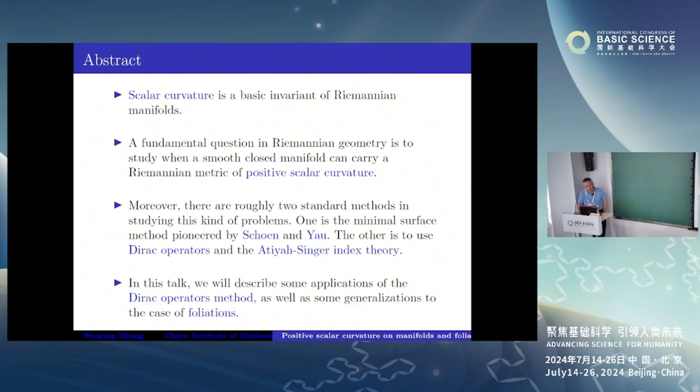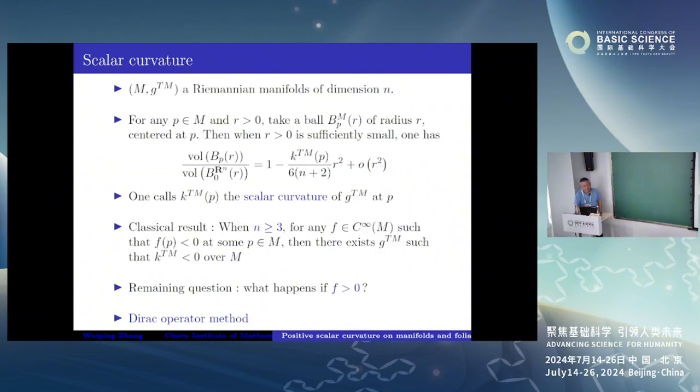Moreover, there are roughly two standard methods in studying this kind of problem. One is the minimal surface method pioneered by Schoen and Yau. The other is to use Dirac operators and the Atiyah-Singer index theory. So in this talk, we will describe some applications of the Dirac operators method, as well as some generalizations in the case of foliations, as mentioned in the FSA.